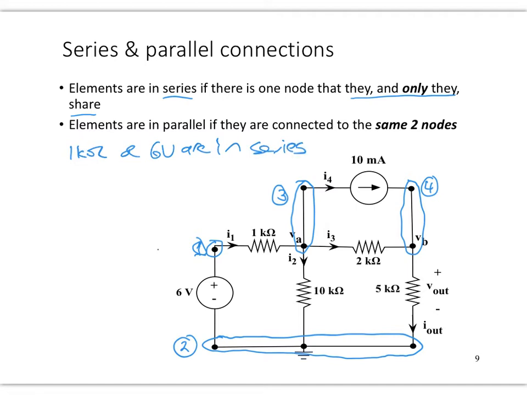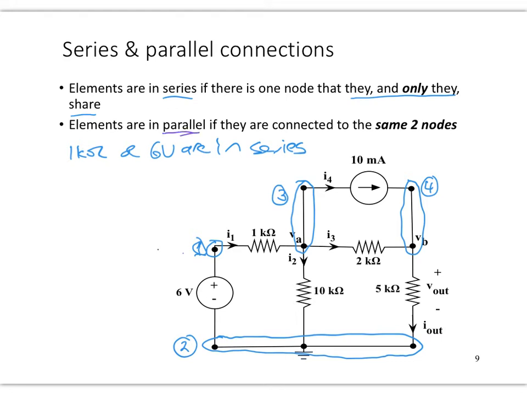Note that if elements are connected to each other in series, like these two, then the same current flows through both of those elements. So in this case, the current I1 flows through the 6-volt source from the lower to the higher voltage, and it also flows through the 1 kilo ohm resistor.